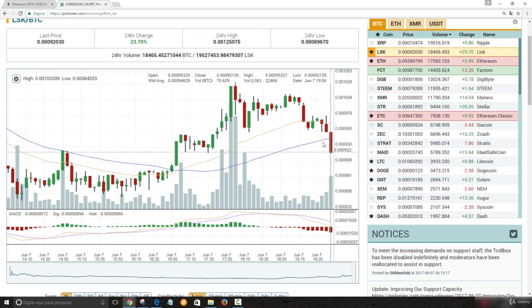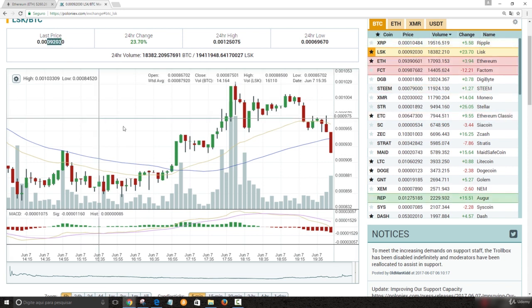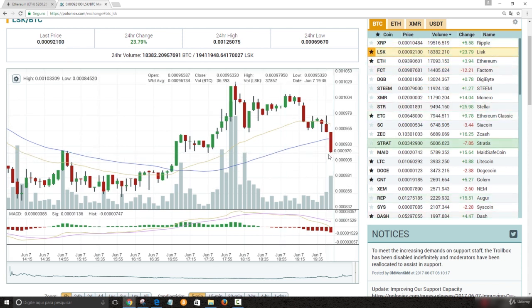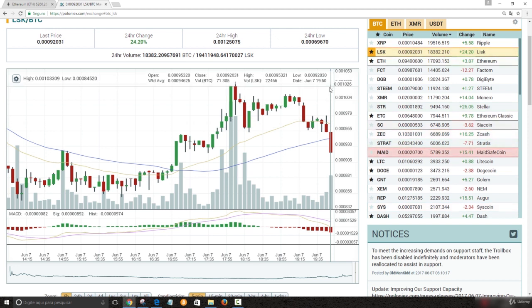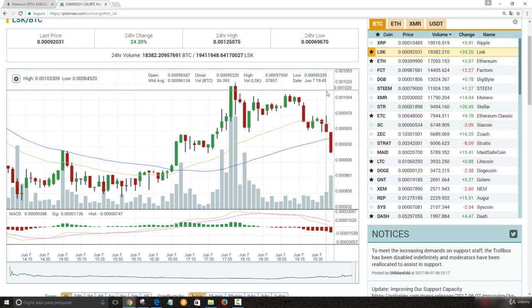Poloniex. So Lisk is just dropping right now. Look at this. This is the right time for you to buy, for example, Lisk. So I hope you understood it, and see you next class.